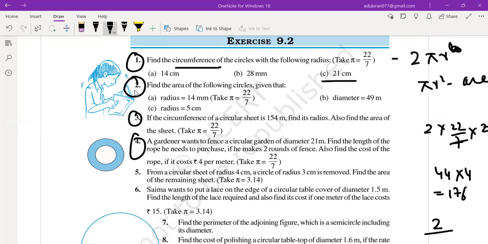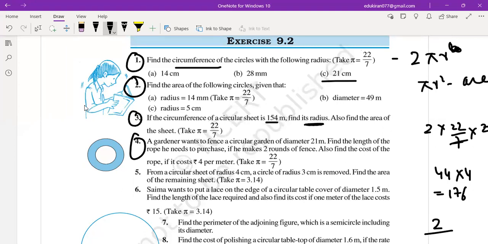Ma'am, in the third one, they did not mention the diameter, right? Circumference is given to you. You can find the radius, right? Ma'am, to find the radius, it's diameter divided by 2, right? Yes, in the third one, they are asking you to find the radius. So why do you need the diameter? Circumference is already given. You have to only find the radius.